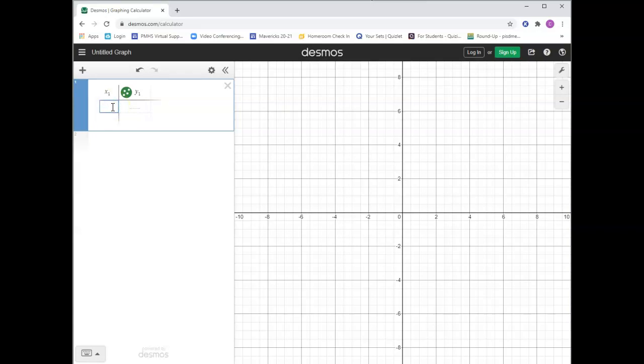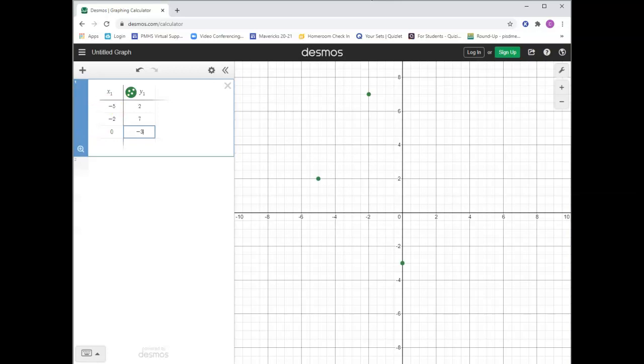So the first point was -5, 2. So -5 and 2. The next point is -2 and 7. -2 and 7. And the last point is 0 and -3. So you have all 3 of your points entered.